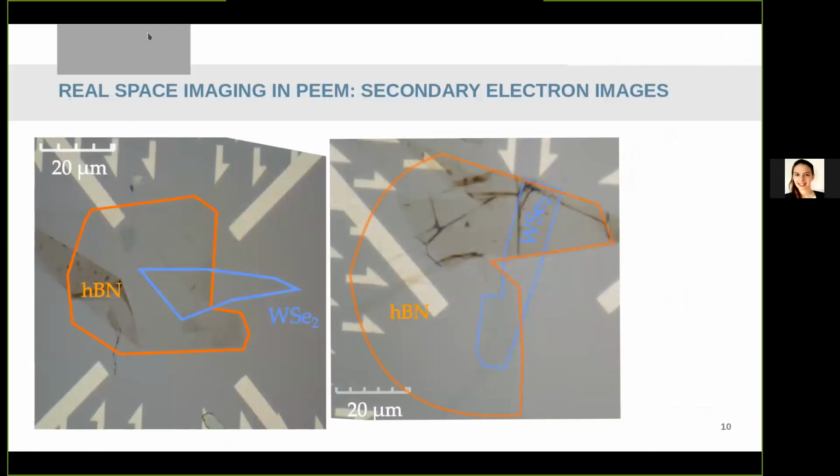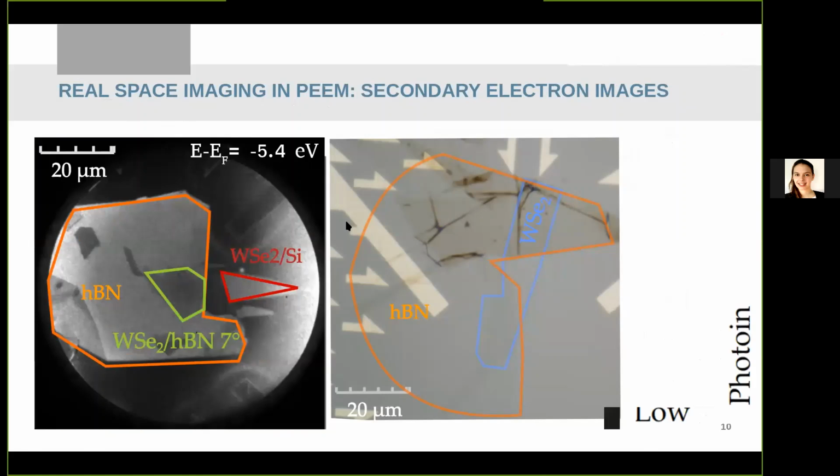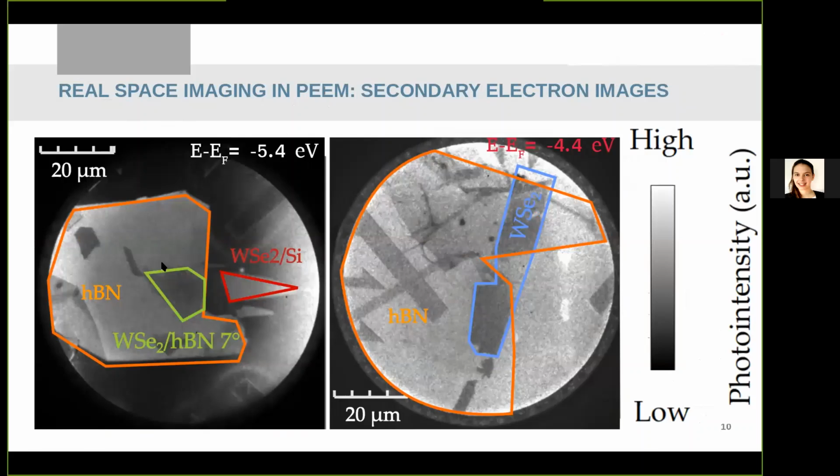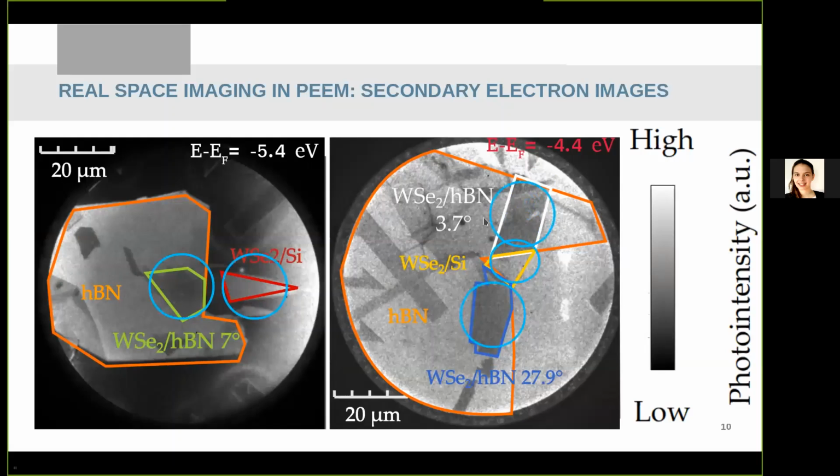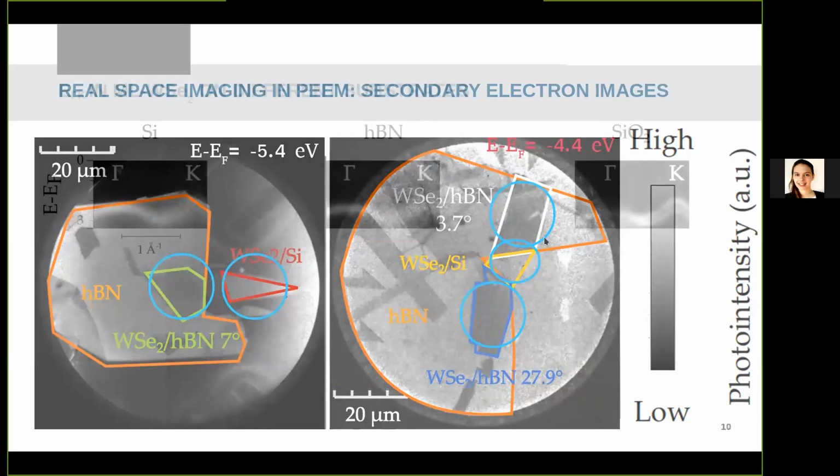Now, we can build the band structure, but we can also do microscopy, real space imaging using secondary electron images in this PEEM method. So you've seen these optical images where the contrast is not so great, but when we pass to actual PEEM images, then it becomes a lot more easy to see. So here I have my hBN layers with WSe2 monolayers, and you see that there are 5 different zones of interest that I've analyzed for those 2 samples, which I've marked here with the circles.